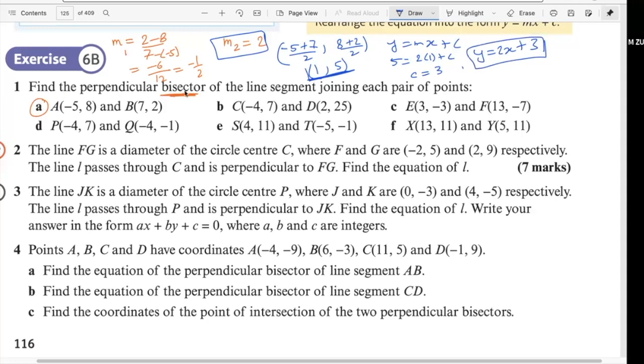Find the perpendicular bisector of line segment joining each pair of points. For question number 1, the equation of perpendicular bisector is y equals 2x plus 3. Any confusion? No, sir. This is still the revision. There's nothing new. This is still the revision.